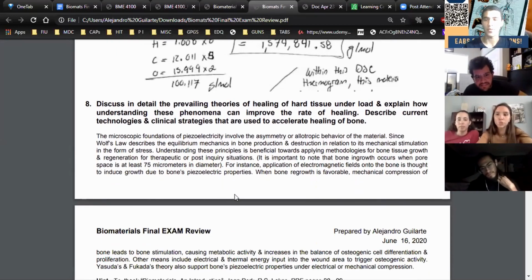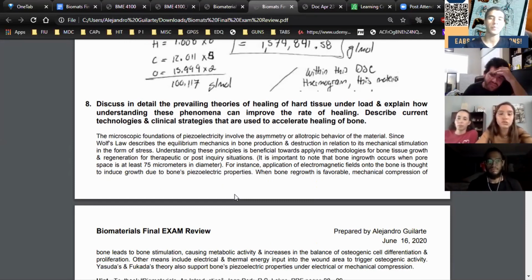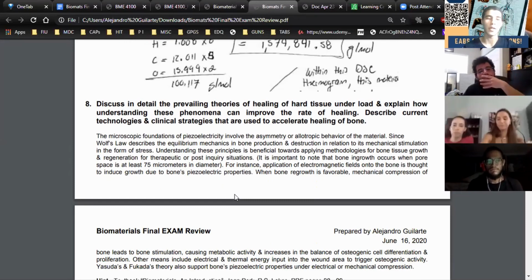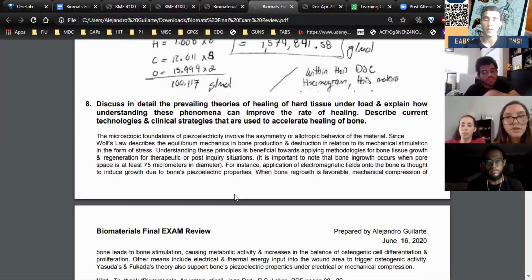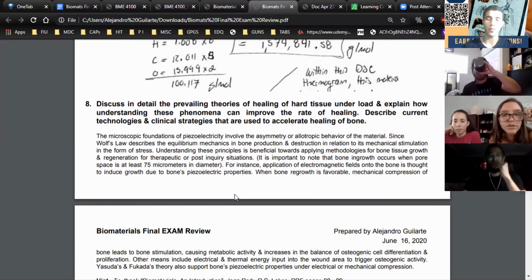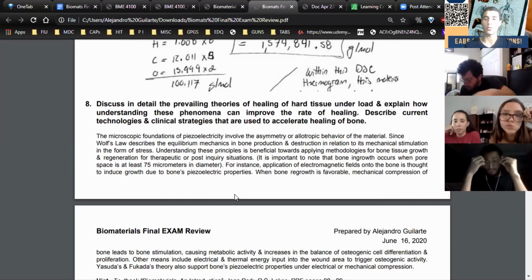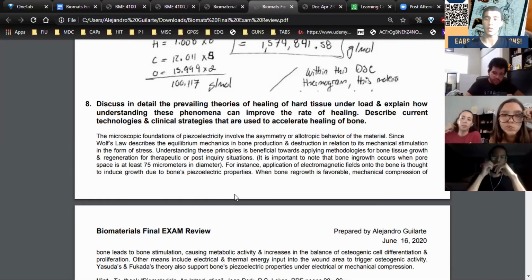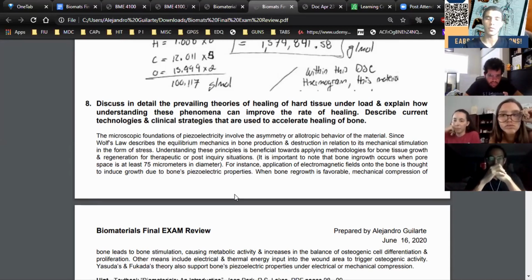So number 8 relates to detailed theories of bone healing and how they would be used to improve clinical outcomes. The major point you should know is that there's a theory behind it called Wolff's law. Wolff's law talks about the equilibrium mechanics of the bone when it's being produced and destroyed. It also relates to the piezoelectricity of the bone. The reason we can stimulate bone to grow when it's provided a mechanical and electrical stress is because of its piezoelectric properties. And for that, we can use it on devices to stimulate growth.